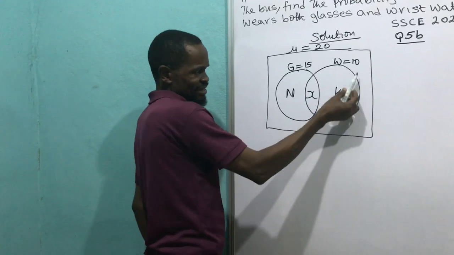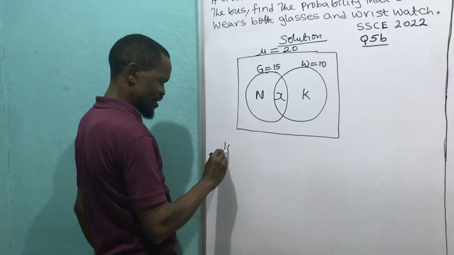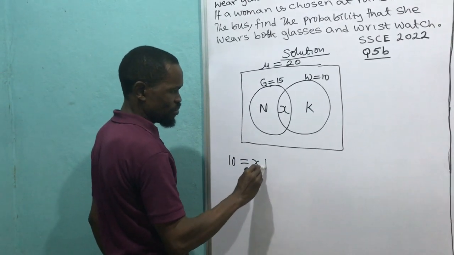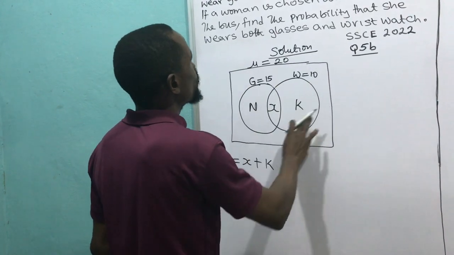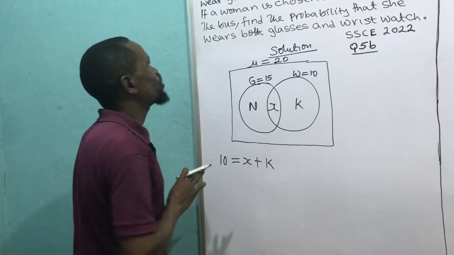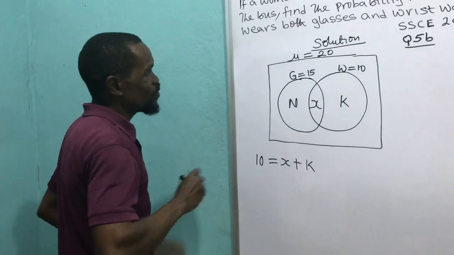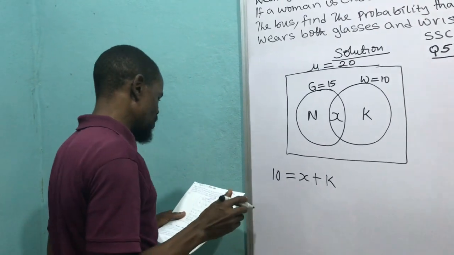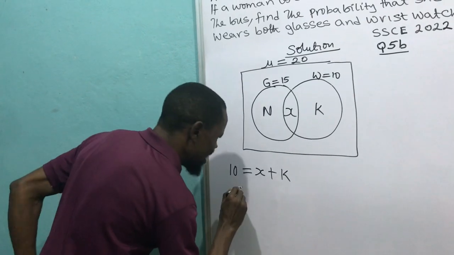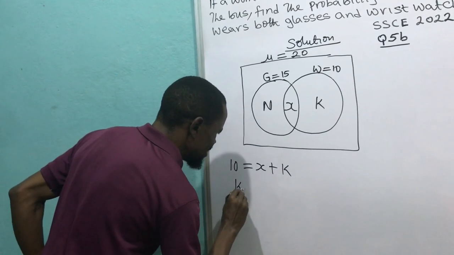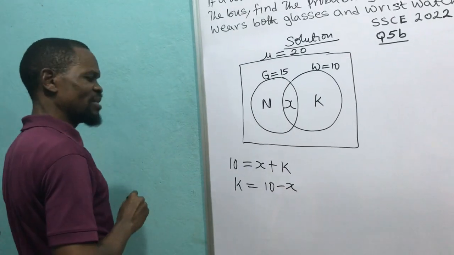So I'm looking at this circle here, are you following me? This circle here, which is 10, is equal to X plus what? K. This circle here is equal to X plus K. Then in this circle again, I have that X plus K is equal to 10, so K is 10 minus X, making K the subject of the formula.